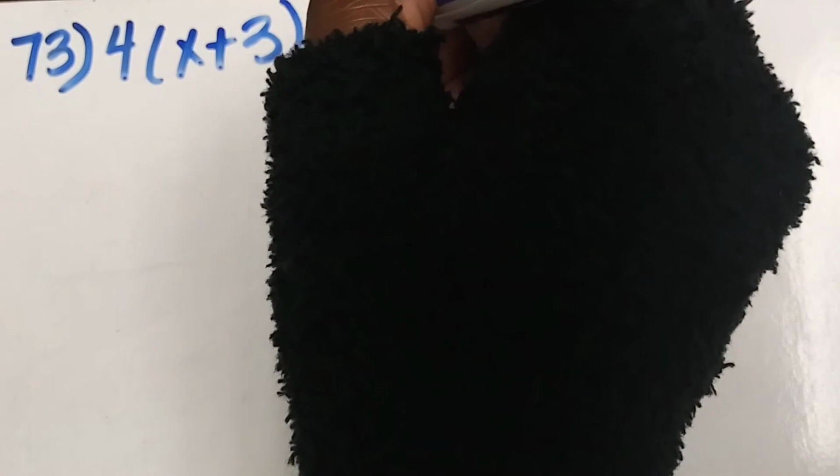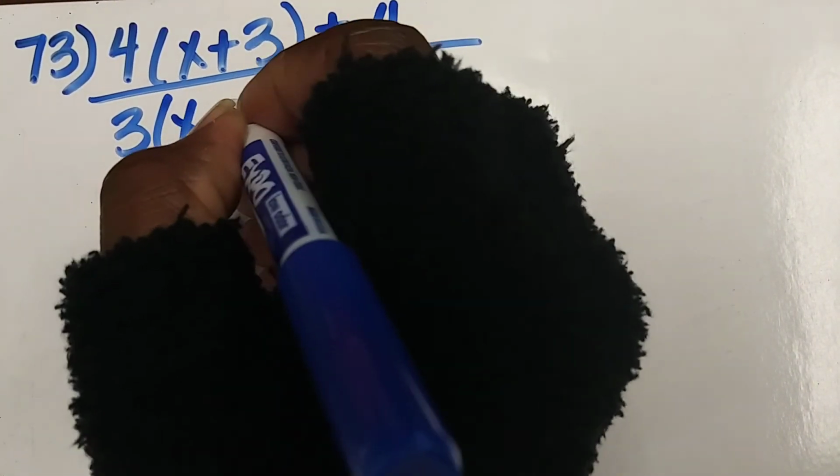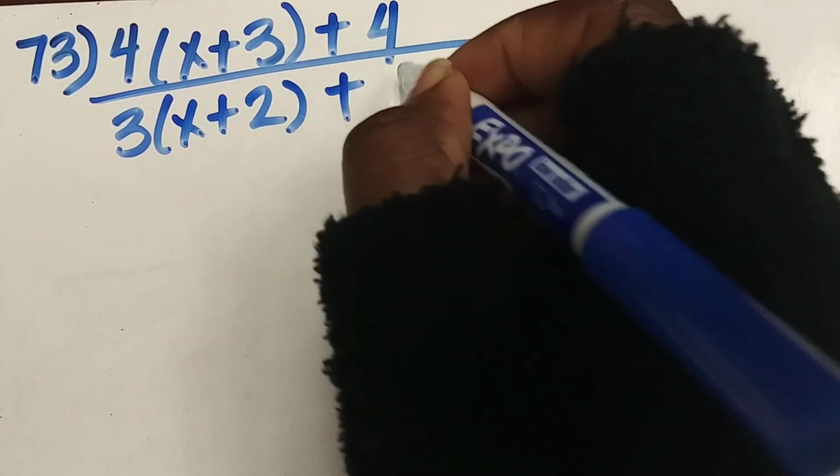Okay, now look at 73. It says write each expression in simplest form. Assume it is already in simplest form. So if it is already in simplest form, so indicate. Assume that no denominators are 0. I have 4 times x plus 3 plus 4 over 3 times x plus 2 plus 6.